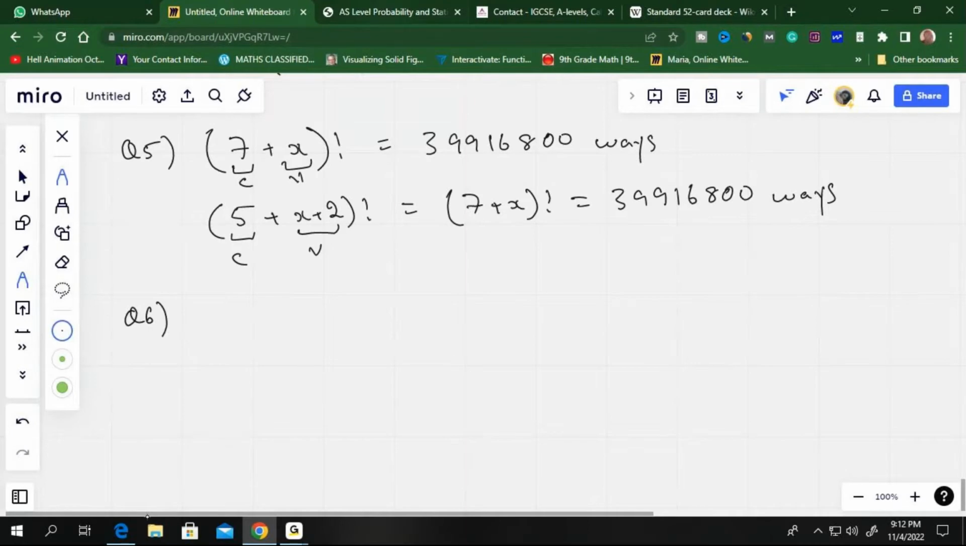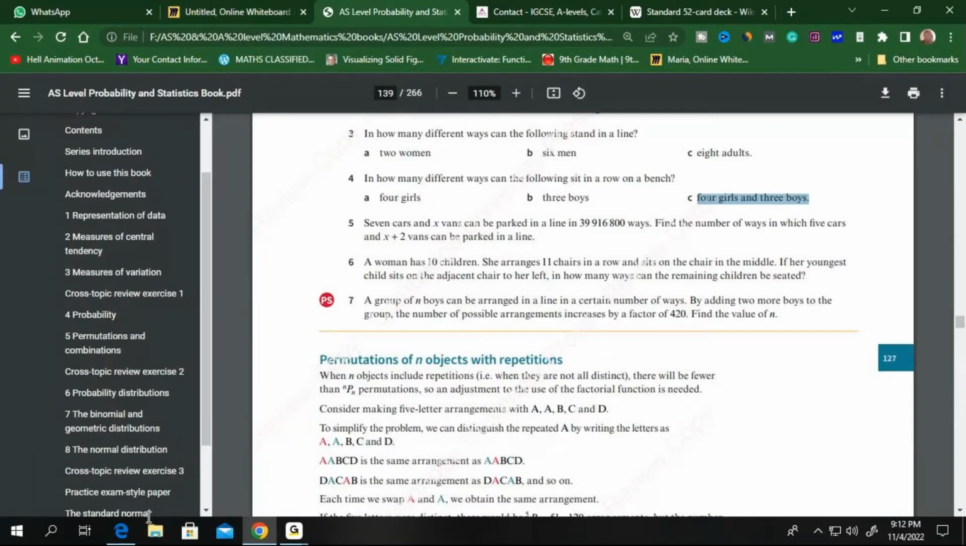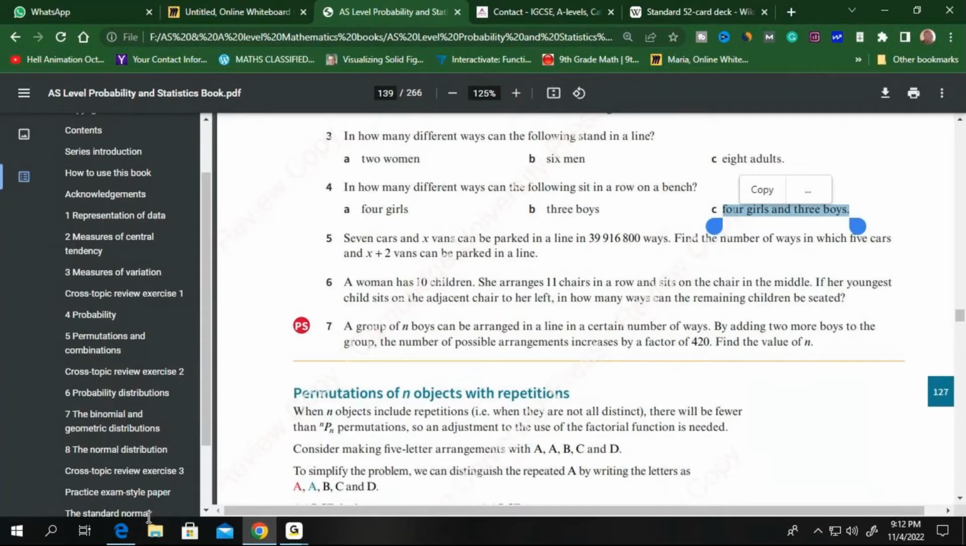Now, if you talk about your sixth question here, let me just increase the size a little. Okay, now it's better. A woman has 10 children. Whoa. She arranges 11 chairs in a row and sits on the chair in the middle. All right. So it means that on the left side there are 5 chairs, on the right side there are 5 chairs, where the 10 children can sit. If her youngest child sits on the adjacent chair to her left, in how many ways can the remaining children be seated?